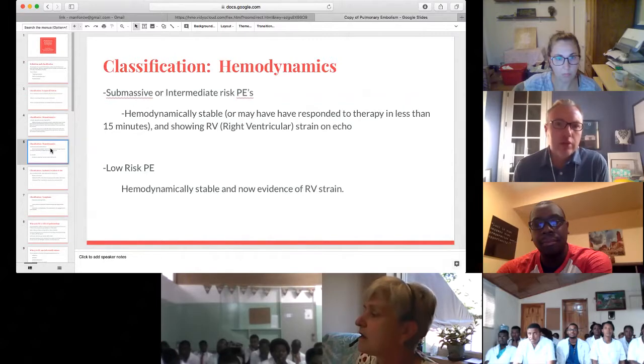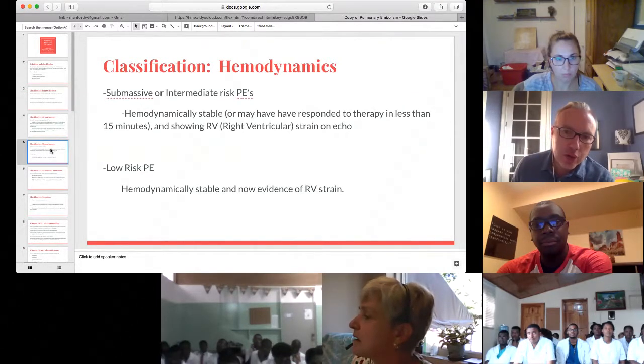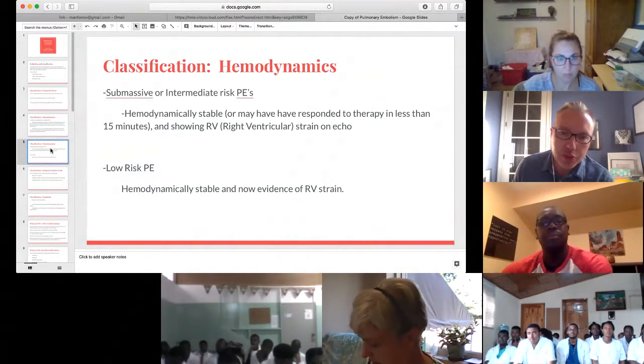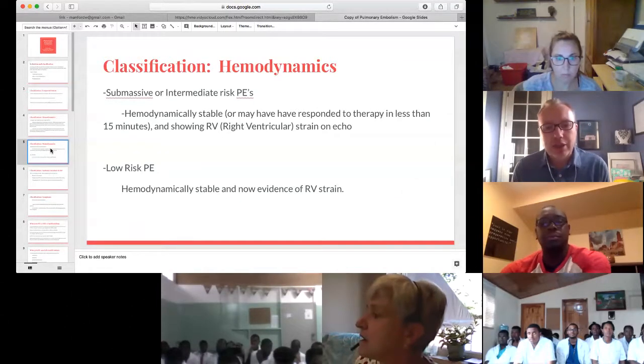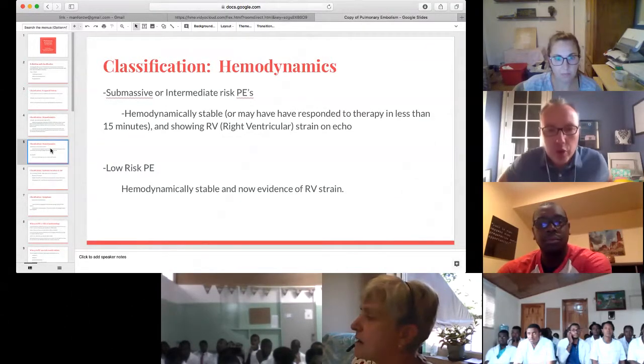The last subcategory in hemodynamics is low-risk PEs, which is simply they're both hemodynamically stable and they also have no evidence of right ventricular strain.